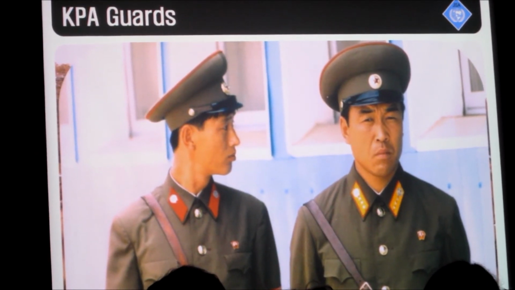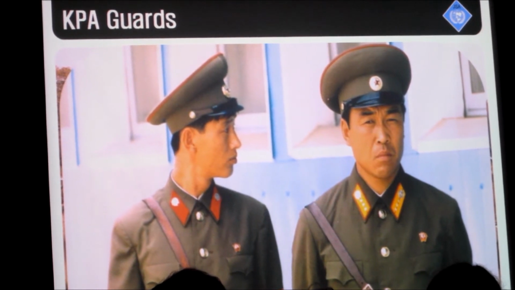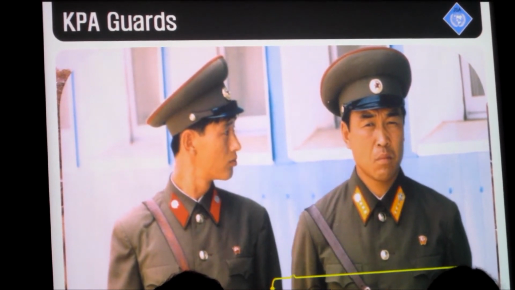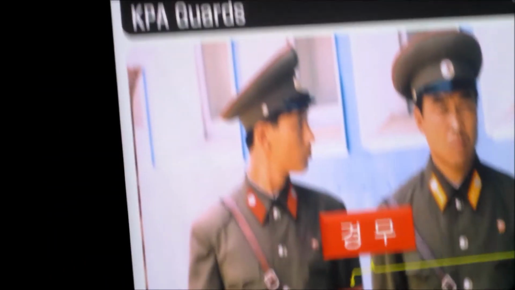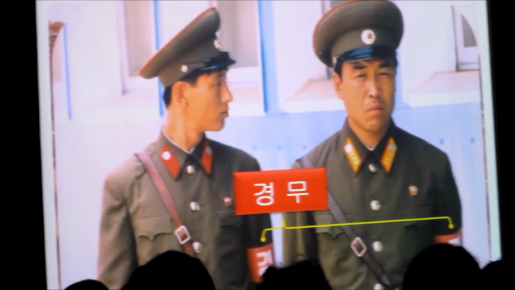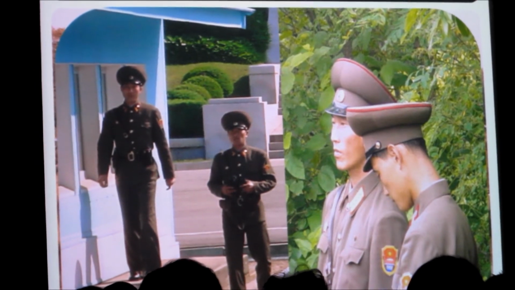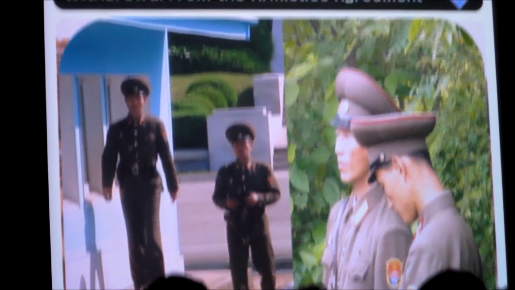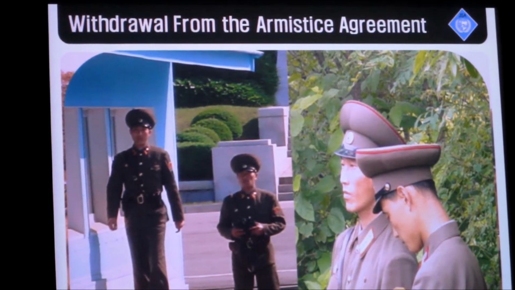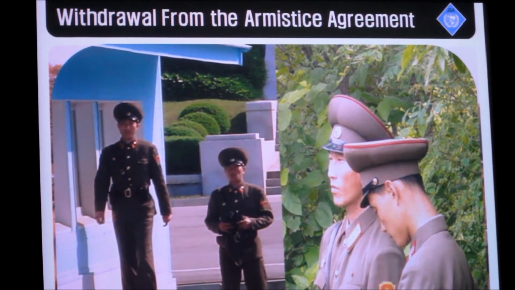On your trip north today, you will see KPA guards. Now, these red armbands state that they are military police. Under provisions of the armistice, all armed personnel inside the DMZ must wear these armbands. However, the KPA no longer do so. Now, they may come down to see your tour today, and we ask you please not communicate with them in any way, verbally or non-verbally.